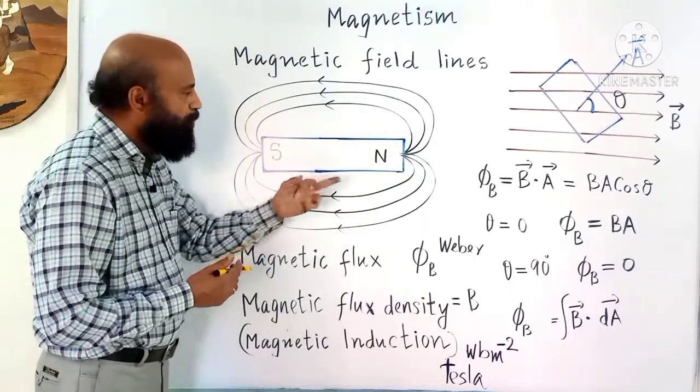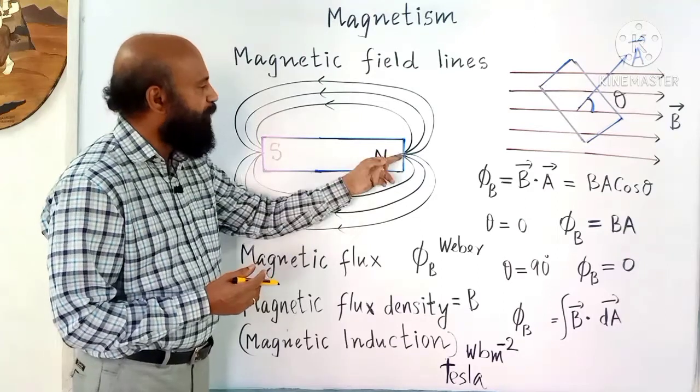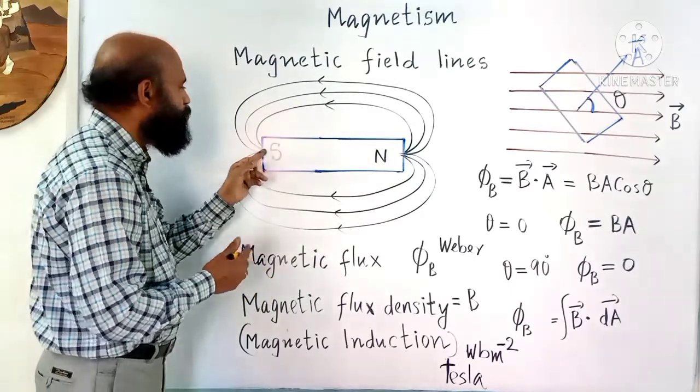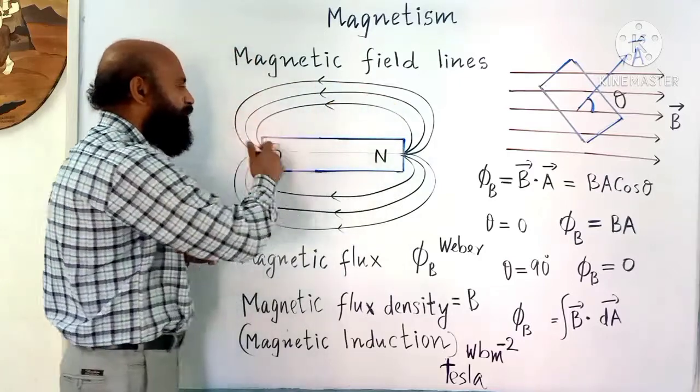Magnetic field lines are continuous lines. Outside the magnet, they run from the north pole to the south pole. Inside, they run from the south pole to the north pole. It's a continuous line.